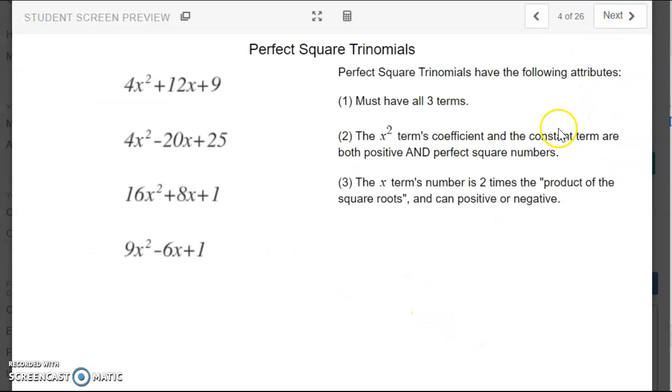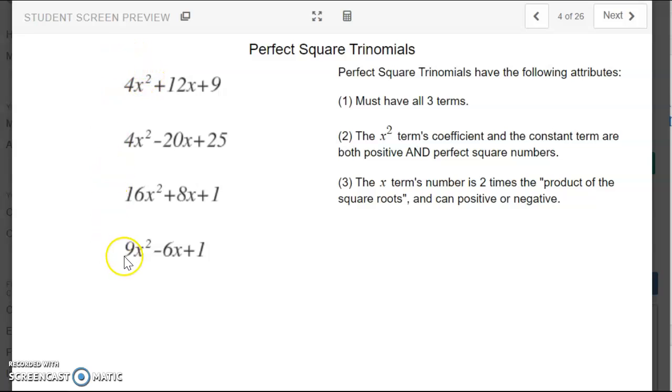Moving on, card number 4. The perfect square trinomials have the following attributes. Looking at all those 4 examples that we saw, you must have all 3 terms. You can't just have 2 terms, you need to have all 3 terms. And the x squared term coefficient and the constant term are both positive and perfect squares.